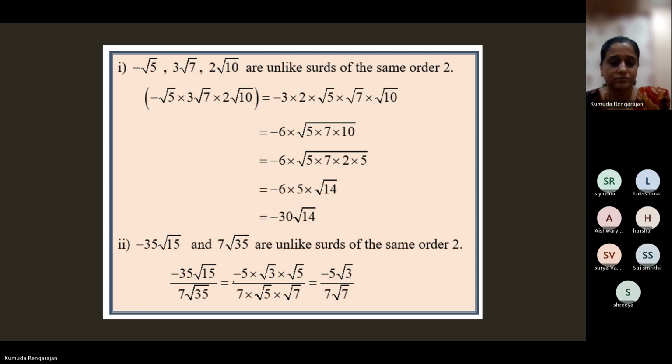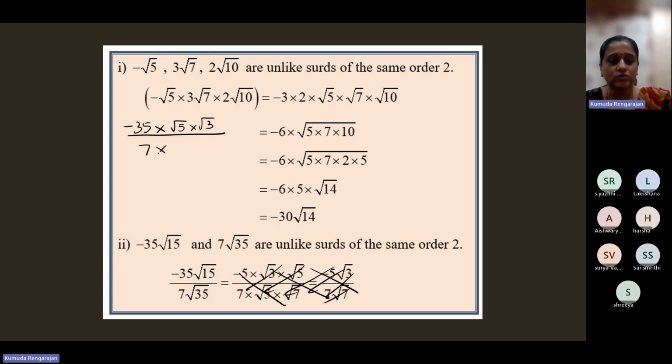Again, we have minus 35 root 15. Root 15 can be written as root 5 into root 3, divided by 7 into square root of 35, which is square root of 7 into square root of 5. Now this cancels. In the numerator, we have minus 5 root 3 by square root of 7 in the denominator.